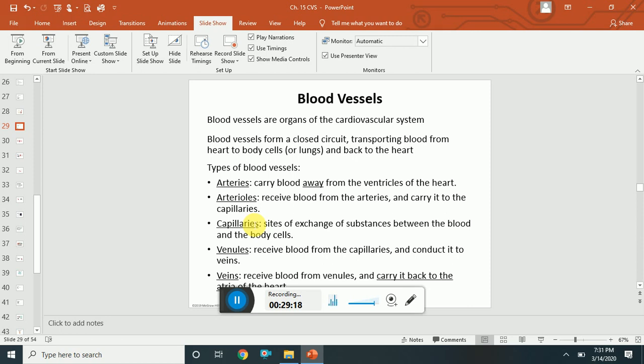Most of our blood vessels are actually capillaries. We have tons of those, and that's where exchange of blood gases happens, so oxygen and carbon dioxide exchange, and these are made out of a very thin layer. It's just one layer of simple squamous epithelium, and then these blood vessels gather up again as venules. These venules receive the blood from the capillaries and carry it over to the veins. Those veins are going to carry all of the blood back to the heart.